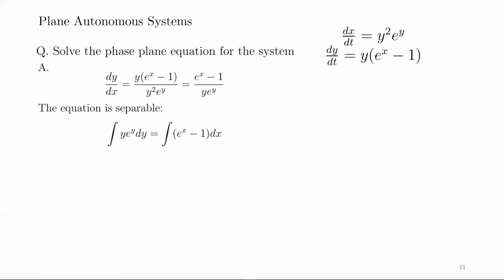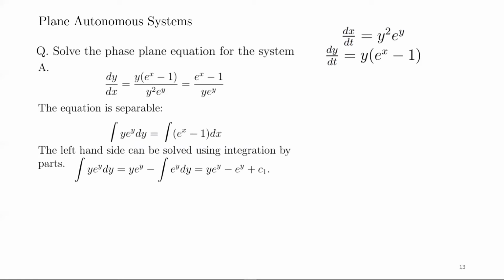But the integral on the left, we have the product of two functions of y. We have a polynomial y, and we have an exponential of y. So quite often, if we have the product of two different types of functions, then we're going to use integration by parts. Okay, and I'm just going to go through this very quickly because this is something you should be able to do. If we use integration by parts on this problem, this integral becomes y times e to the y minus the integral of e to the y, which of course is just y times e to the y minus e to the y plus some integration constant.